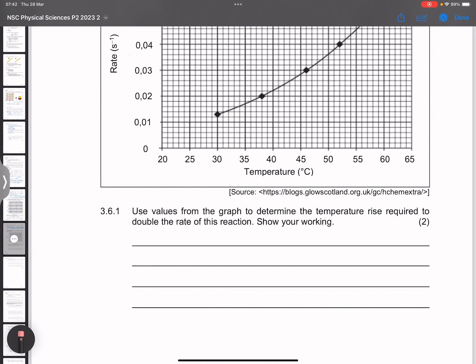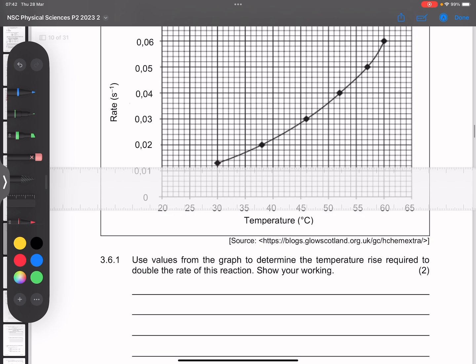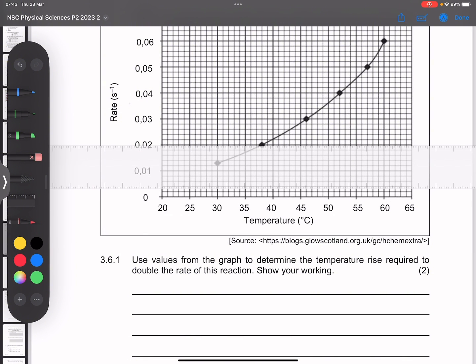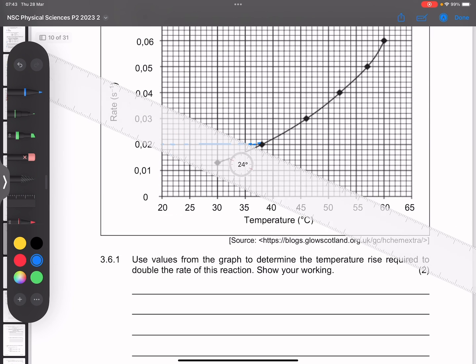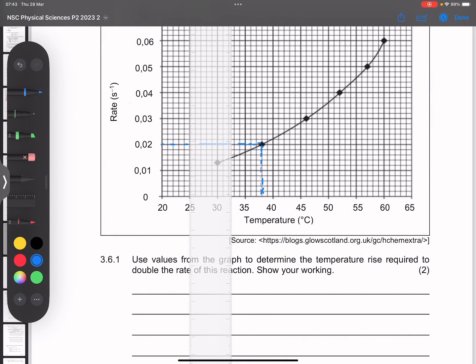Now they say use the values from the graph to determine the temperature rise required to double the rate for this reaction. Okay, once again, we're going to have to read off from the graph. Let's take any time when the rate doubles. Let's say when we start from 0.02 and double that would be 0.04 and get the corresponding temperature value for that. So let's find the temperature at 0.02. So that looks like 38 degrees.